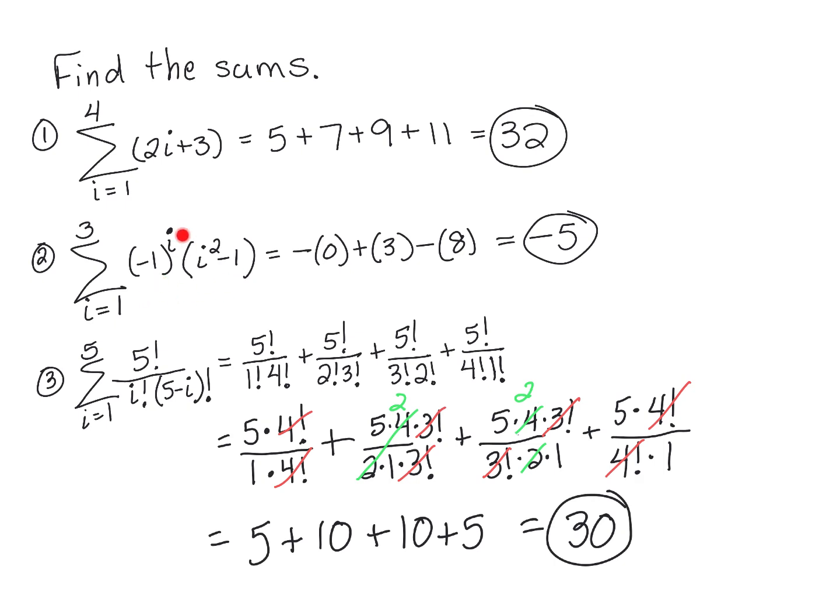For this one, it's alternating, and your counter is being raised to a power, which is interesting. Only 3 terms in this series. So negative 1 to the 1 is negative. 1 squared minus 1 is 0. So this is gone. Plug in a 2. That's a plus. That's 4 minus 1 is 3. Plug in a 3. That makes this minus. This is 9 minus 1 is 8. So I end up with 3 minus 8 is negative 5.